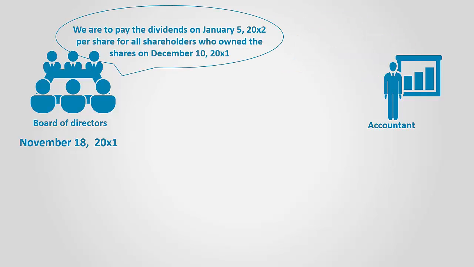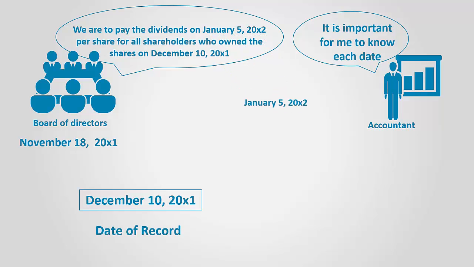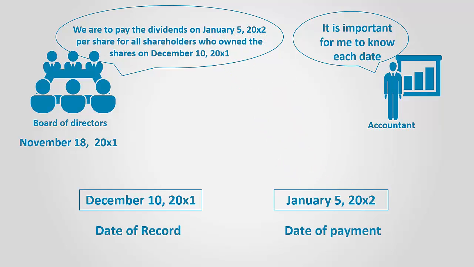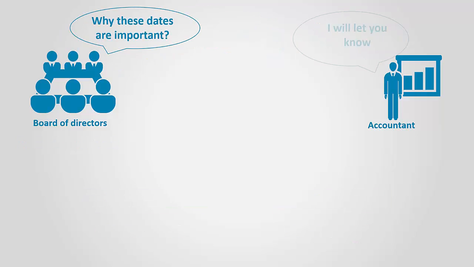The board is to distribute such dividends on January 5, 2000X2 to shareholders who own the shares on December 10, 2000X1. December 10th is known as the date of record, while January 5th is the date of payment. What is important about these dates?